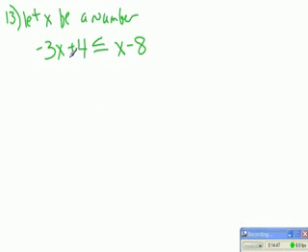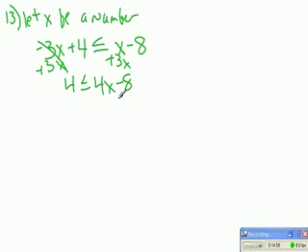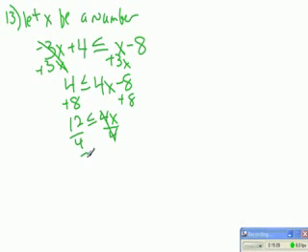I want to get all my x's together. You can do this several different ways. I'm going to choose to add 3x. Those will be gone. 4 is less than or equal to 3x plus x is 4x minus 8. I want to add 8 to both sides to get my numbers all on the other side. So 12 is less than or equal to 4x. Divide by 4. I get 3 is less than or equal to x.